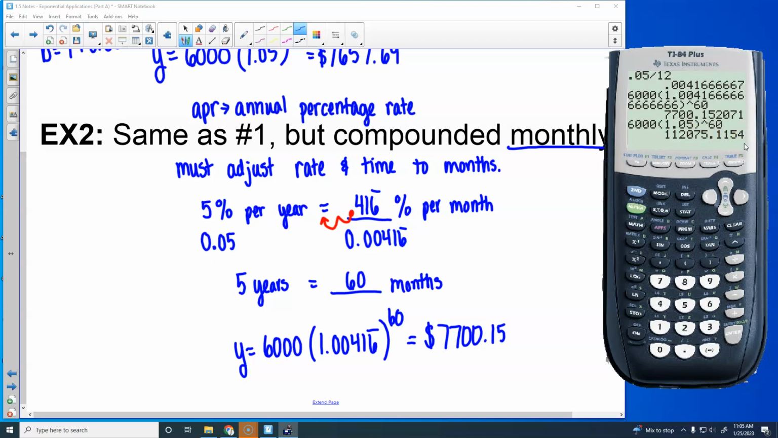and $112,075.11. That's why I said if you can find a bank that will give you the yearly rate every month, do it, because that would be a great deal. But that doesn't happen in real life, right? So that would be way too big. The other thing that students do sometimes is forget to change the months as well. So you've got to adjust both time and your rate.